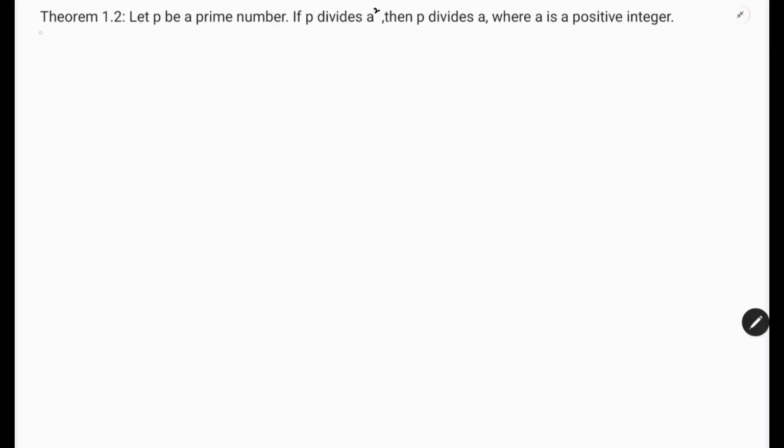See, Theorem 1.2. Let p be a prime number. If p divides a square, then p divides a, where a is a positive integer. Here, what are the conditions given? p is a prime number and p divides a square. These two conditions are given, and we have to prove that p divides a. Proof.